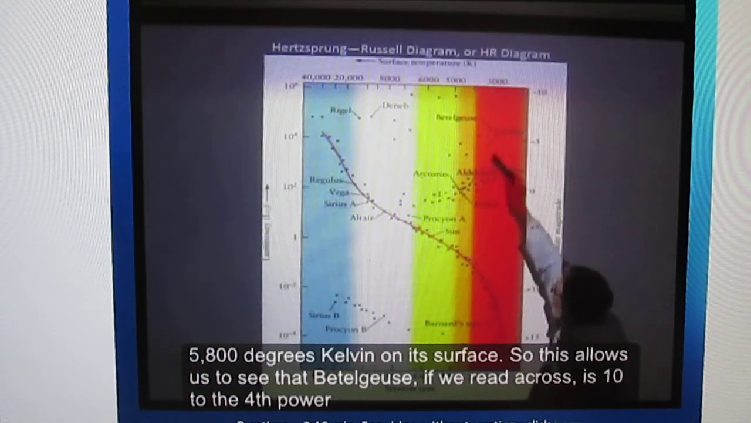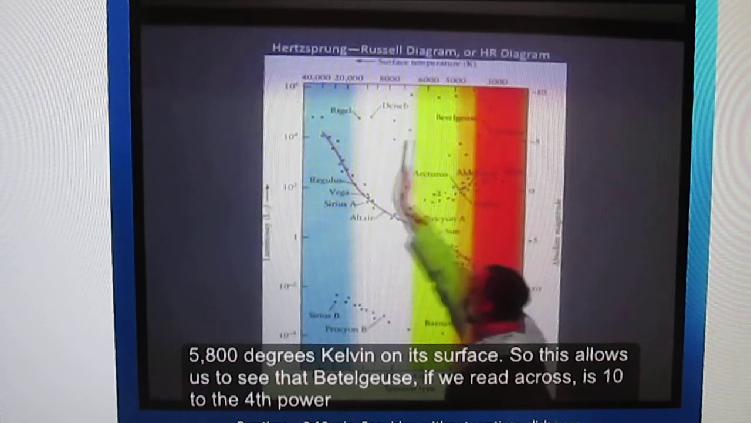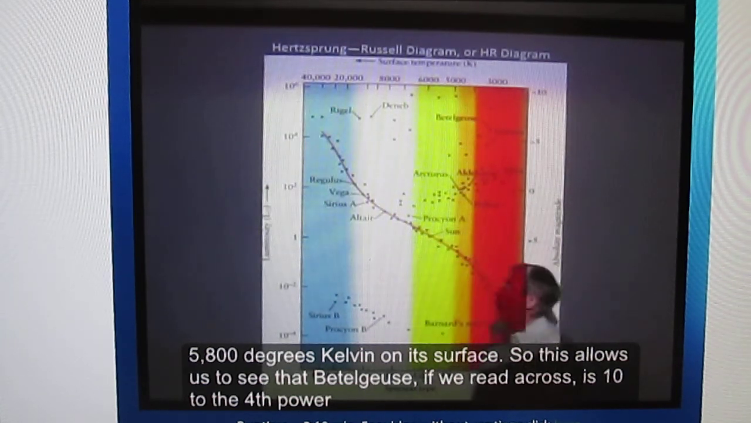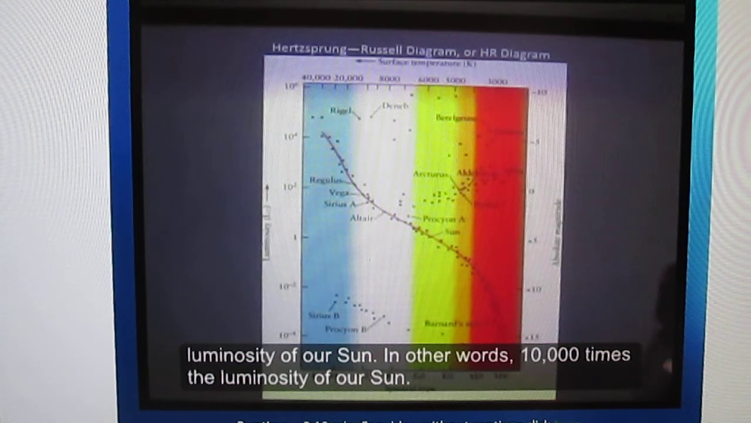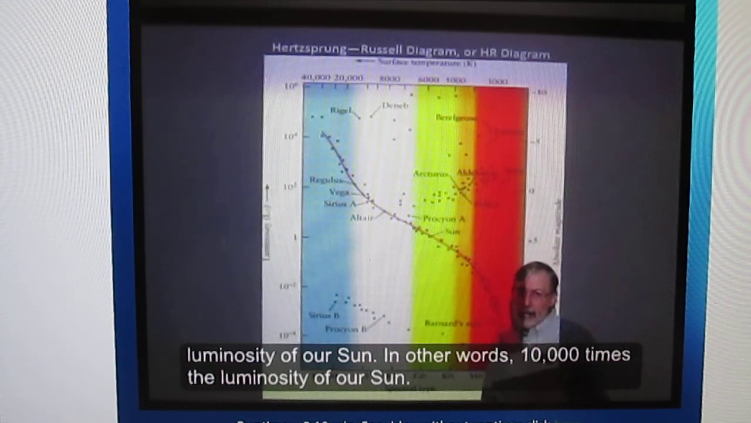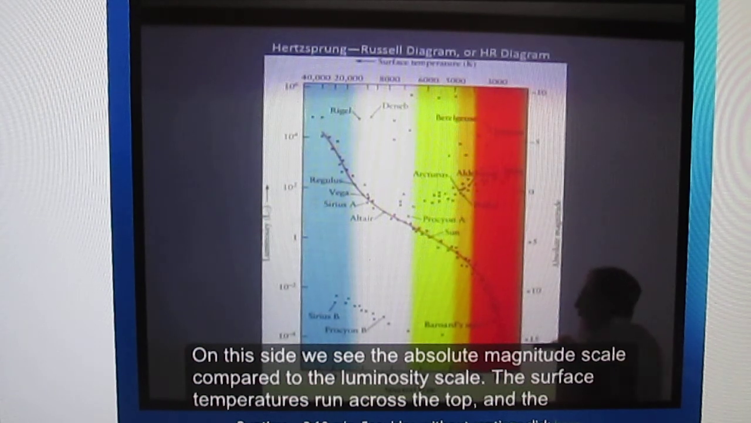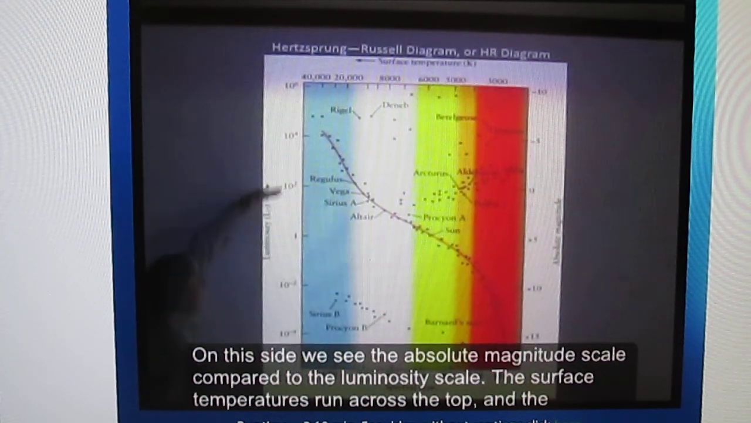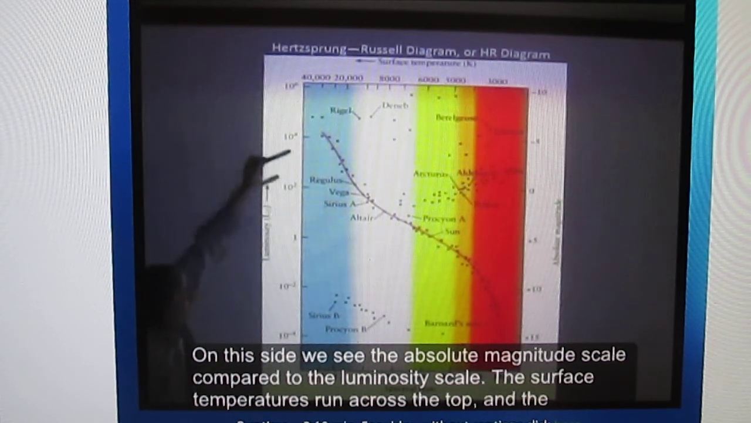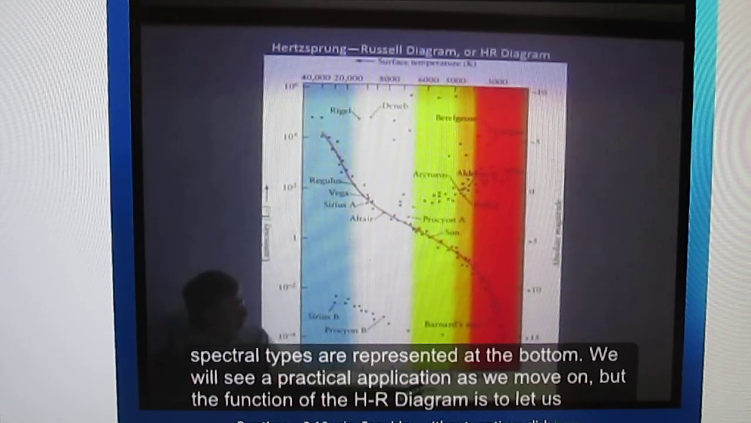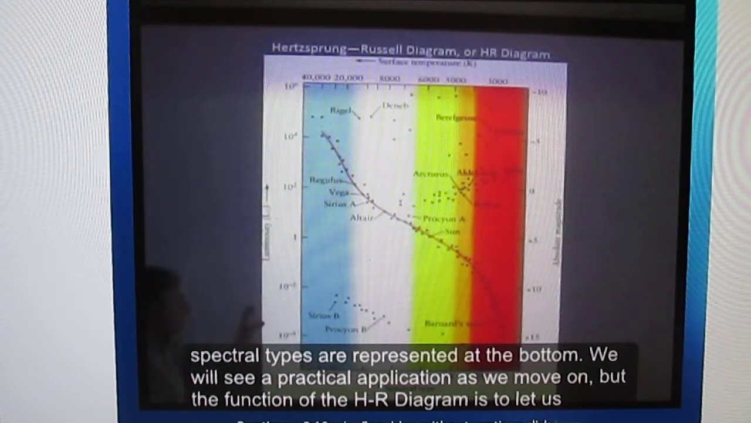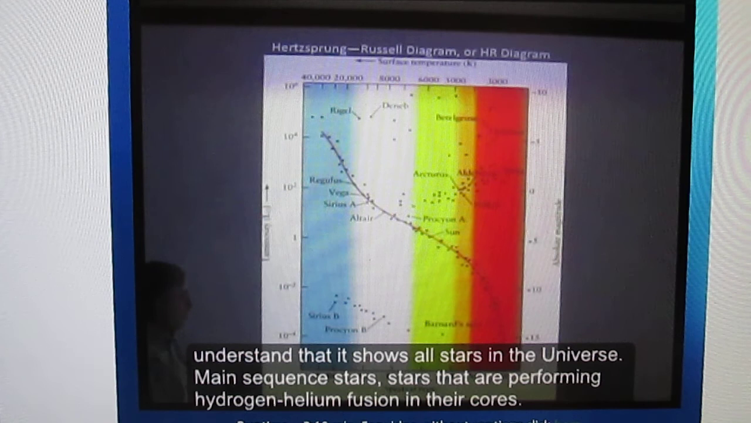So this allows us to see that Betelgeuse, if we read across, has 10 to the 4th power luminosity of our Sun. In other words, 10,000 times the luminosity of our Sun. On this side, we see the absolute magnitude scale compared to the luminosity scale. The surface temperatures run across the top, and the spectral types are represented at the bottom. We will see a practical application as we move on, but the function of the HR diagram is to let us understand that it shows all stars in the universe.